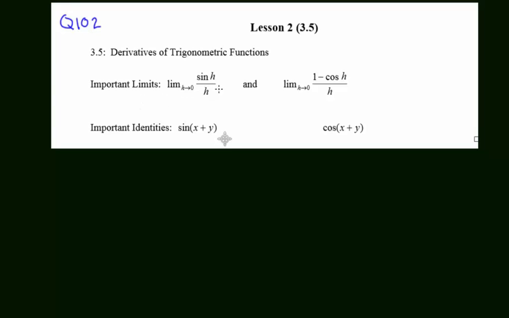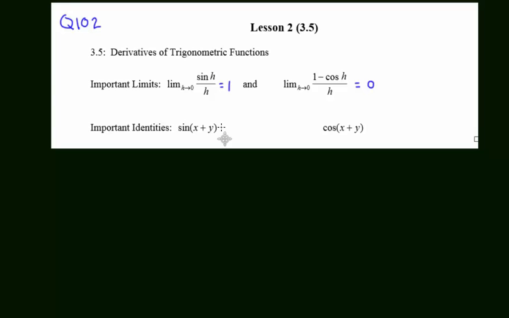For the first one, the limit as h goes to 0 of sine of h over h. You can show this numerically, graphically, but the answer is 1, which you may recall. And the limit as h goes to 0 of the following is equal to 0. So those are two properties that you should know.